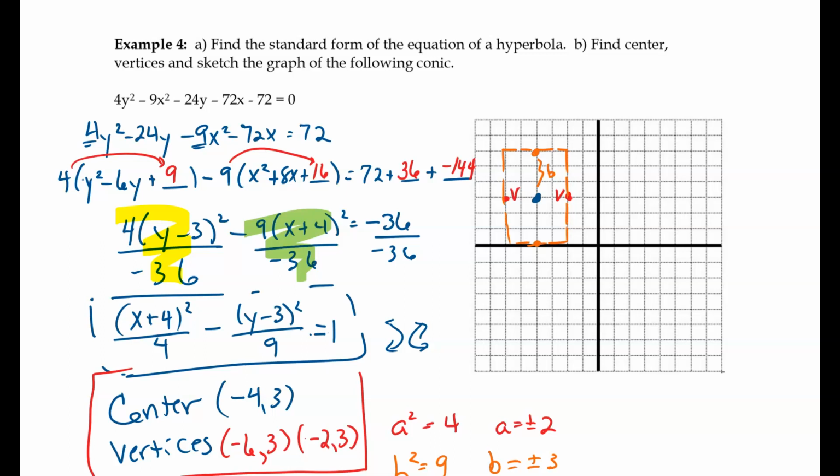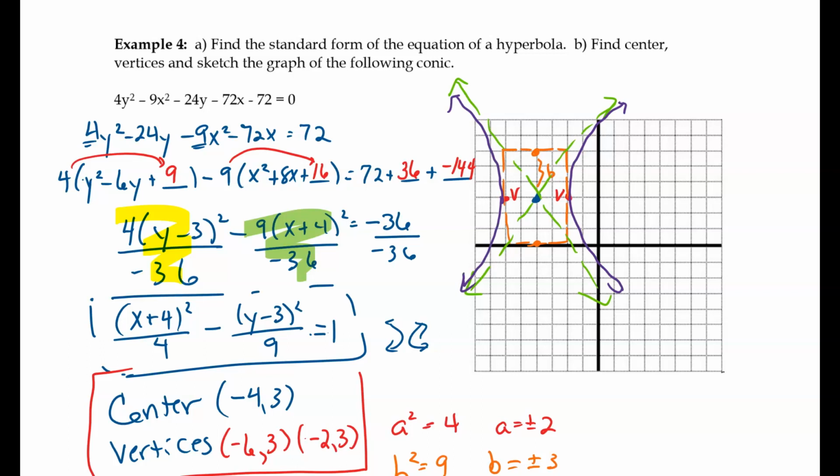Now let's put in your asymptotes diagonally through the corners of your box and through the center. So those would be your asymptotes, and then we just put in your hyperbola. And I'm going to use purple because it's my favorite color. And remember, it touches the vertex. It goes to the right, going along my asymptotes, touching the vertex, and it goes to the left.